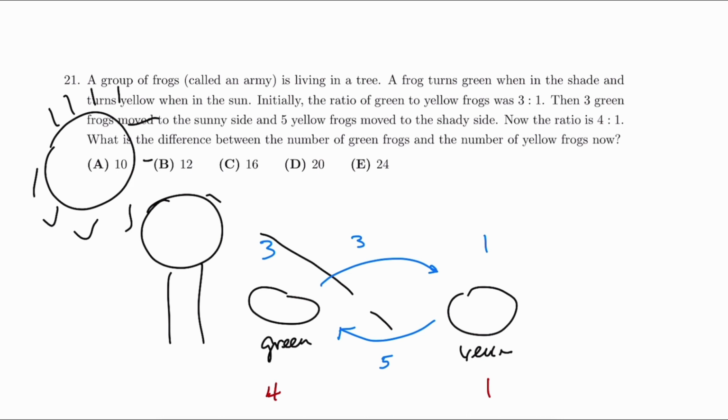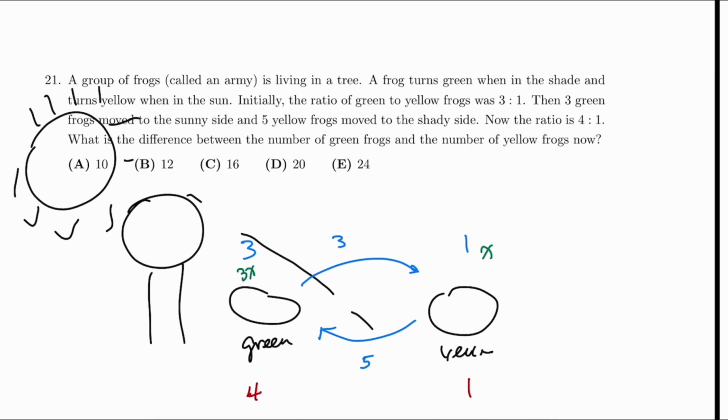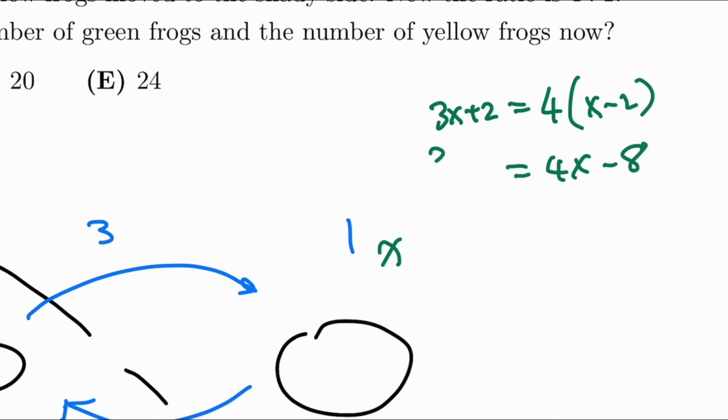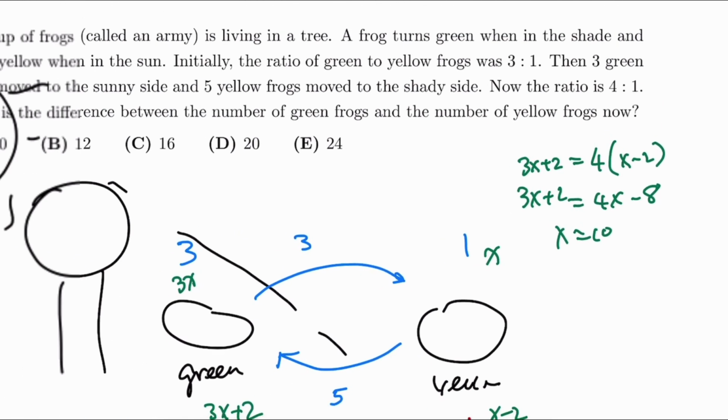So now let's say initially we have x on the yellow side and 3x on the green side. Then after that, we have 3x minus 3 plus 5, or 3x plus 2 on the left, and x minus 2 on the right. And this is a 4 to 1 ratio, so 3x plus 2 is 4 times x minus 2, or 4x minus 8 is 3x plus 2, so x is equal to 10.